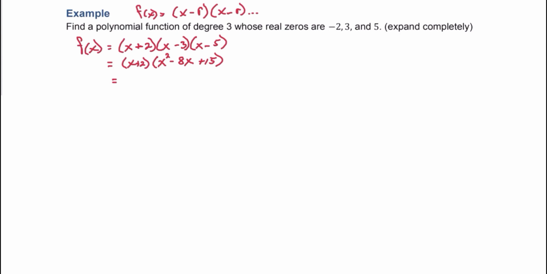Then continuing to distribute, we get x cubed minus 8x squared plus 15x. Now distributing the 2, we get 2x squared minus 16x plus 30. And then simplifying once more, f of x is x cubed minus 6x squared minus x plus 30.